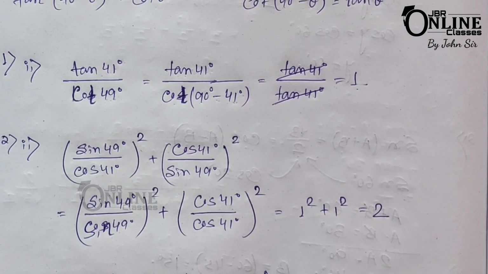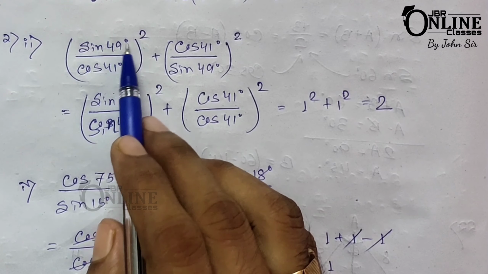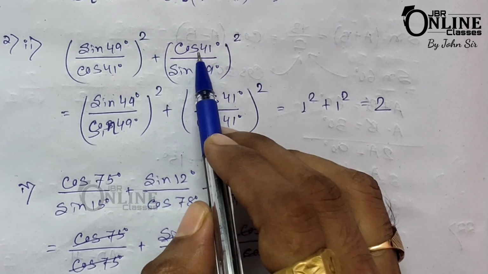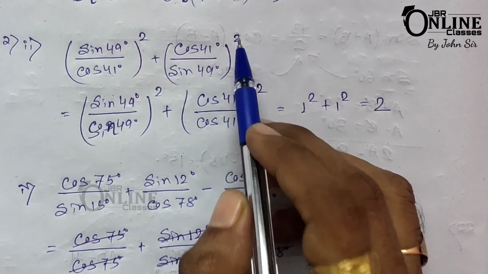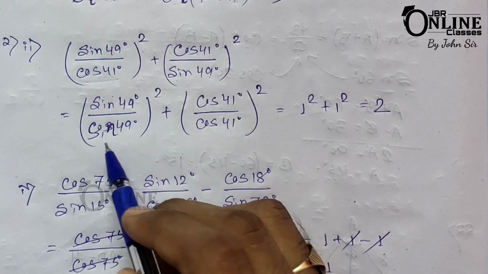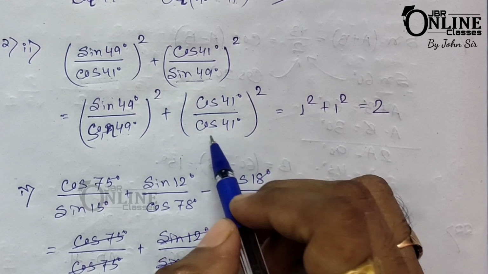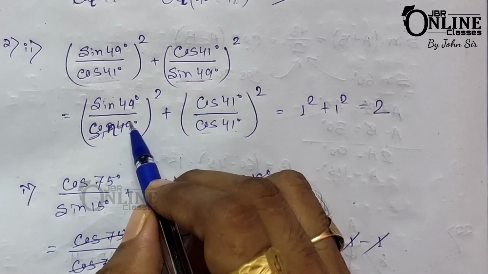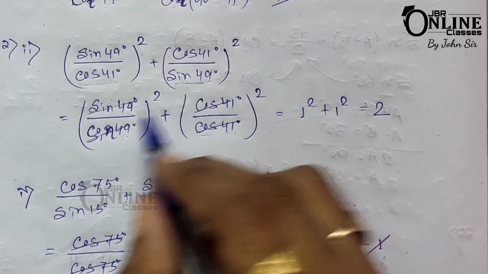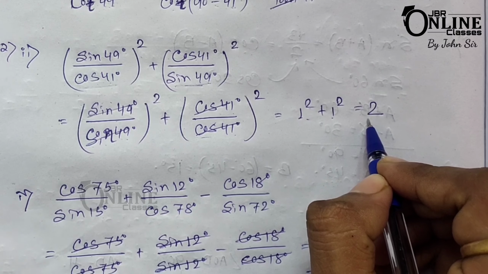Now the next problem, sum number 2, 2. Here (sin 49 degree by cos 41 degree) whole square plus (cos 41 degree by sin 49 degree) whole square. So first I convert cos 41 degree into sin 49, and then sin 49 degree into cos 41. Now sin 49 cancels out, cos 41 cancels out. So here 1 square plus 1 square, and that equals 2.